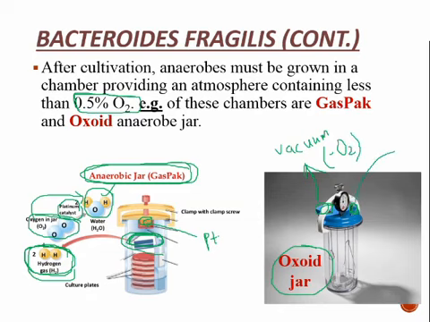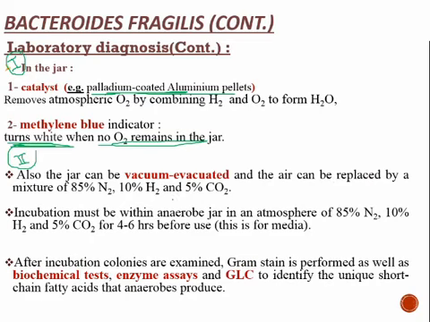And then I will attach a pump here. The pump will introduce a gas inside the jar. This gas is composed of 85% nitrogen, 10% hydrogen, and 5% carbon dioxide. This is basically an anaerobic condition. Okay, this gas composition is anaerobic. After that, we will incubate.